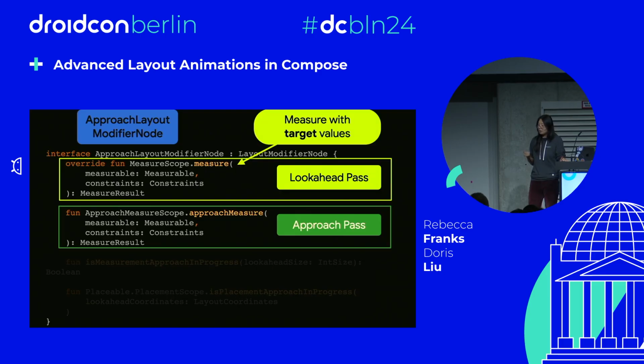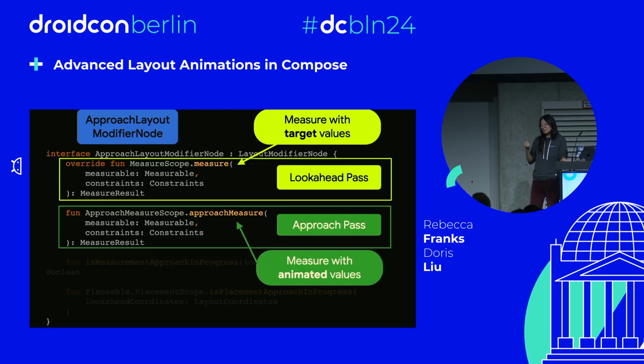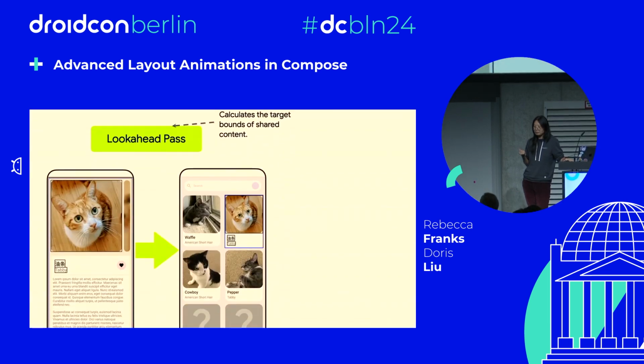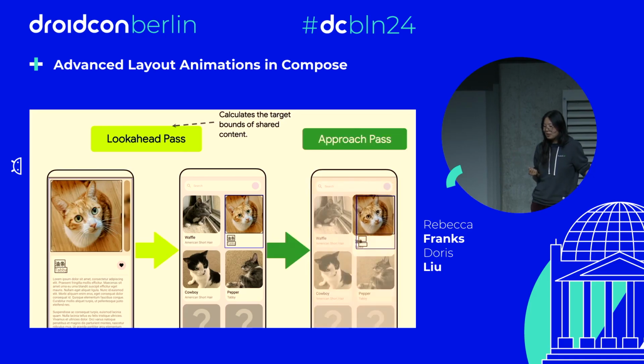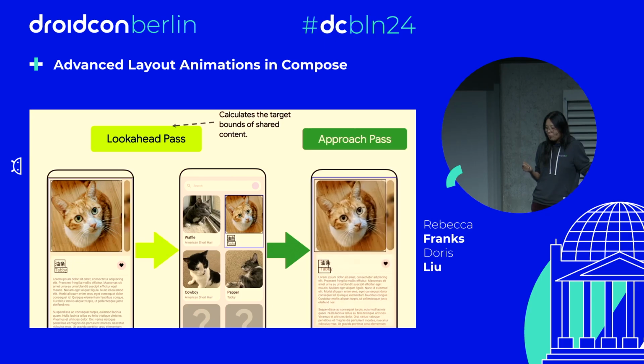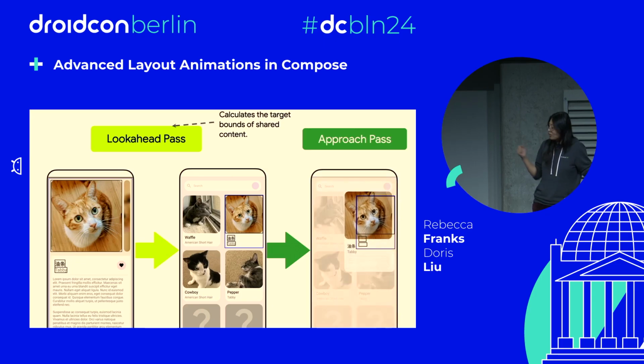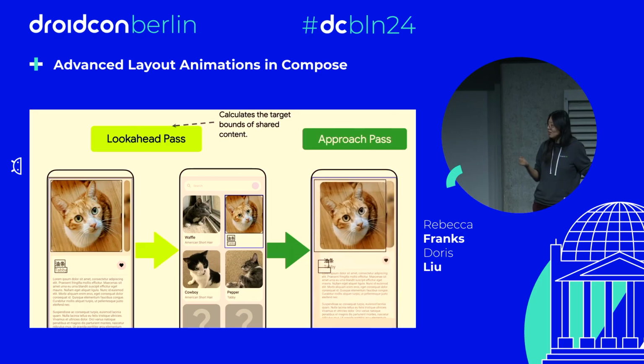And that allows us to measure with target values during look-ahead, and measure with animated values during approach. And these separate code paths also allow us to prevent the animations from the approach from affecting the target calculation in the look-ahead. Now, once the look-ahead pass is finished, we finally have the target bounds calculated for our shared content, as you see, rendered with the wireframes. Now we're ready to animate with the approach. During the approach pass, we can expect the layout to move gradually and smoothly towards its destination, very much like the hikers.